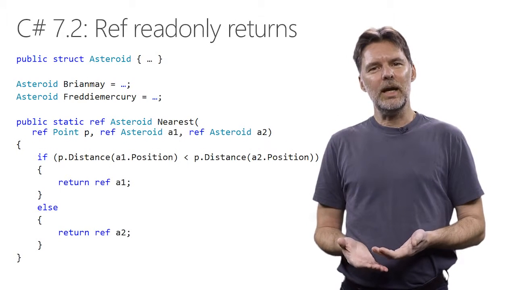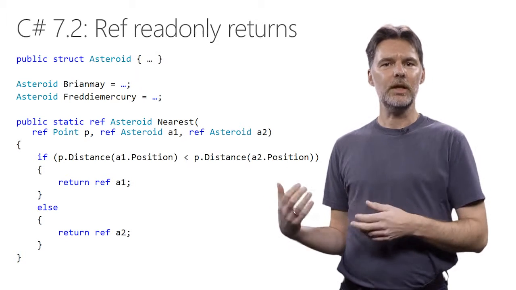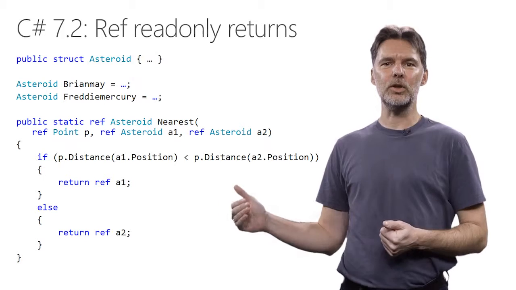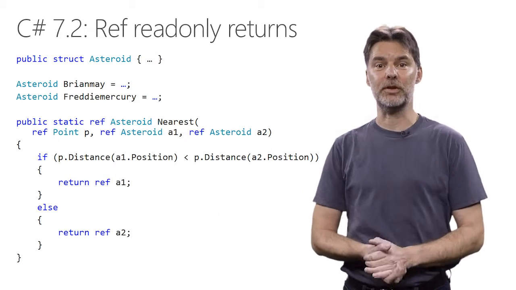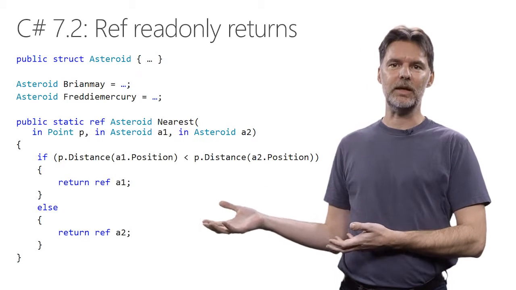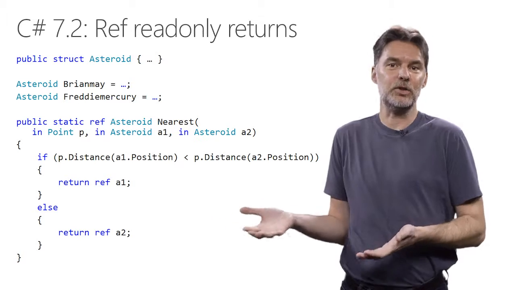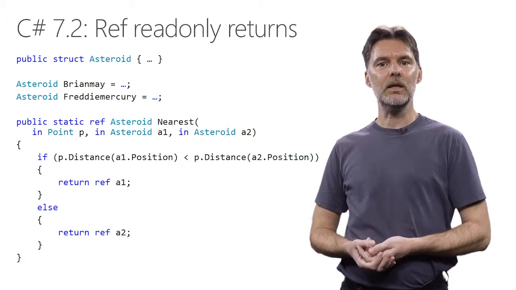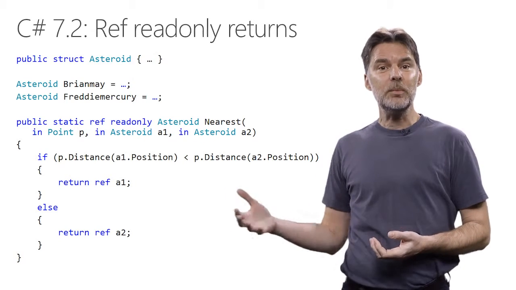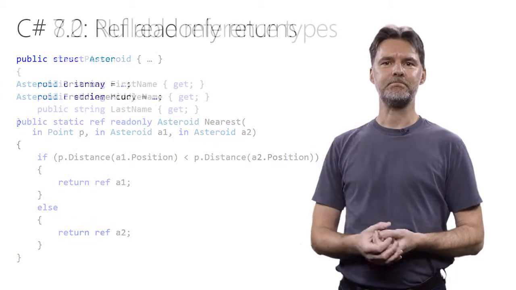C# 7.0 added the ability to return a reference just as you can pass one in. Here we have another method that takes 2 asteroids by reference and returns the one closest to a given point, again by reference. Well, what if we want to take in parameters to this method instead? Then we cannot just return a ref, because then the caller may modify it, and we just promised we wouldn't. Instead, we let you return the ref read-only. That way, you protect the immutability of the in parameter even as you return it back to the caller.